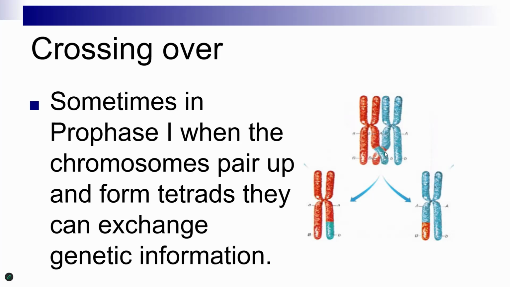This adds diversity and variation to the genes, which is also making individuals that are different from each other. So this is a way that we can add variation to the population. So we're getting different gametes every single time we make gametes.